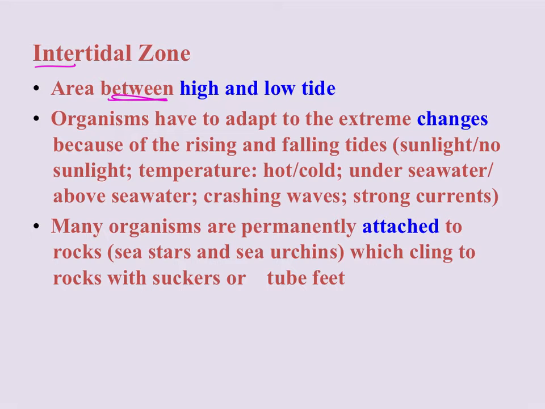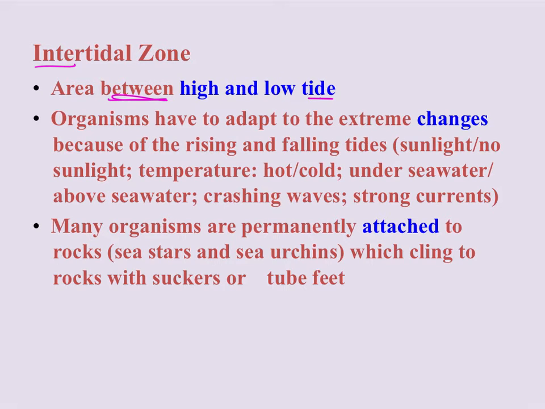Well, between is right here. So it's between your low and high tide marks. So basically, if it's low tide, then the organisms that live here might not be under the water. And if it's high tide, then they might be under the water. And they're also going to have to deal with the crashing waves and a strong current.